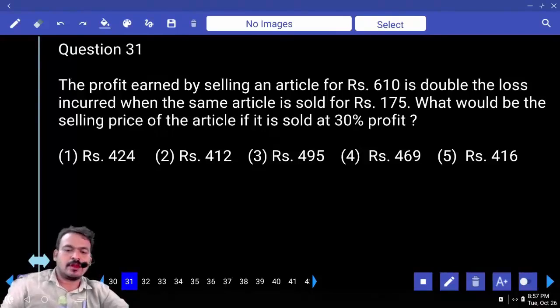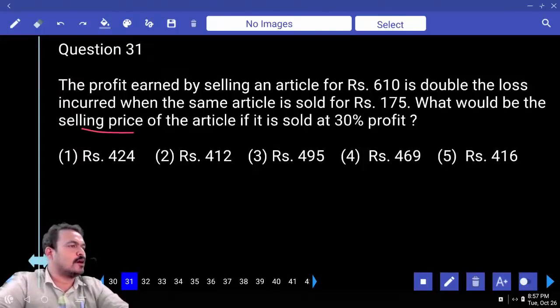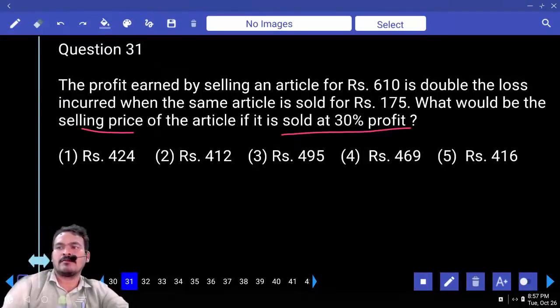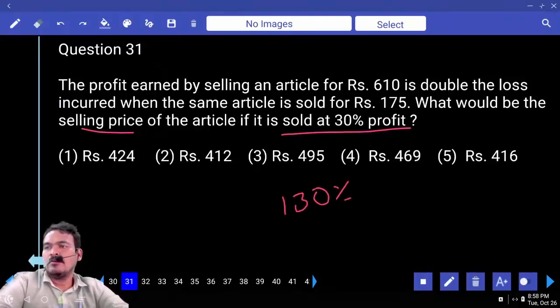Here we required selling price or cost price? Selling price. Suppose cost price we take as 100%, 30% profit means selling price is 130%, or not? Means we required how much percent value? 130%. 130% means multiple of 13, or not? How many options are 13 multiples?